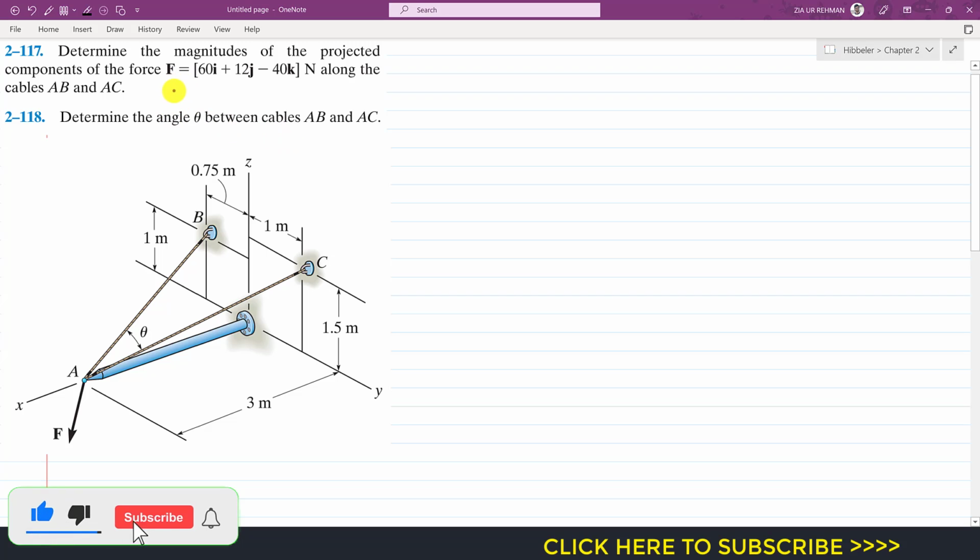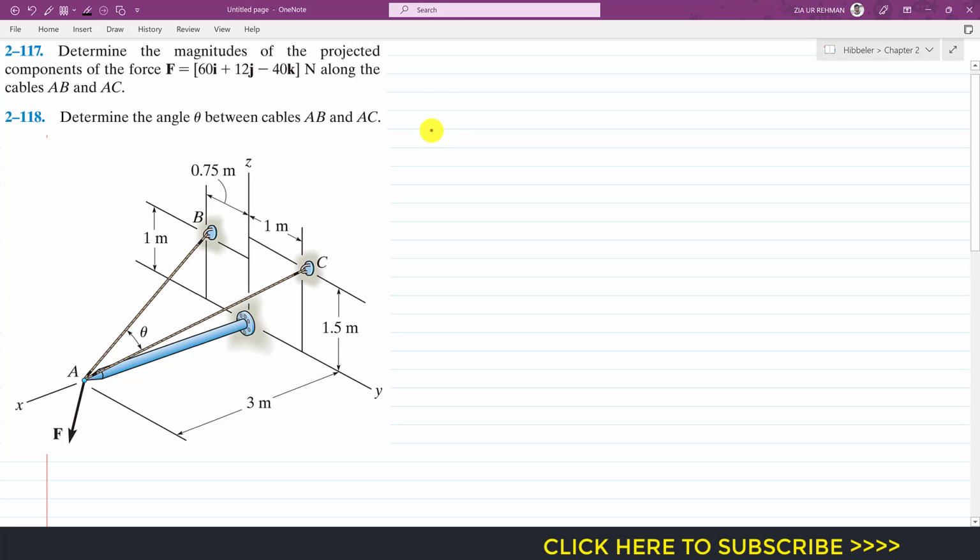Let's solve these two problems. In the first problem, it is said to determine the magnitudes of the projected components of the force F along the cable AB and AC. So the Cartesian vector force F is given, and we are required to find the components of this force F along this AB cable and this AC cable.